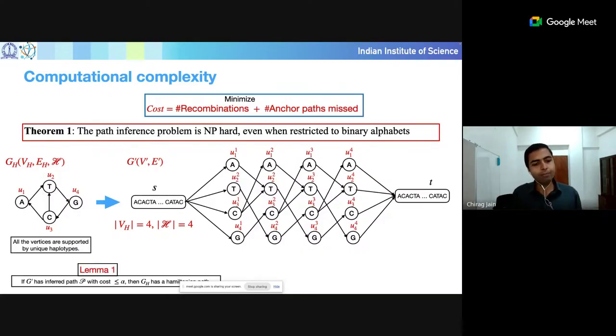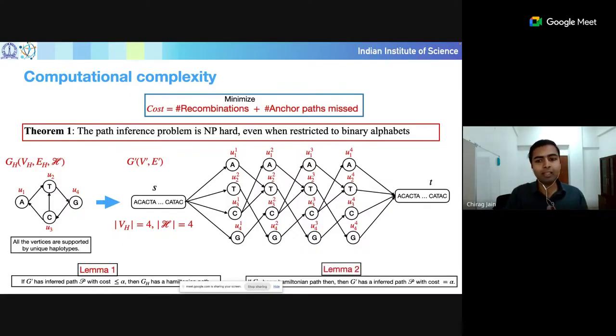That is, if you have an inferred path, then the original instance has a Hamiltonian path. And similarly, if the original instance has a Hamiltonian path, then we will have an inferred path with a certain cost. So now through this equivalence, we know that the path inference problem is NP hard.